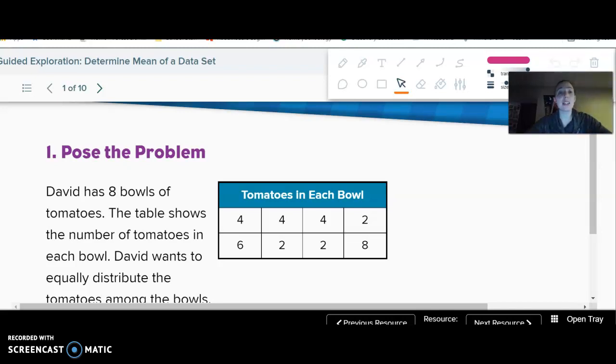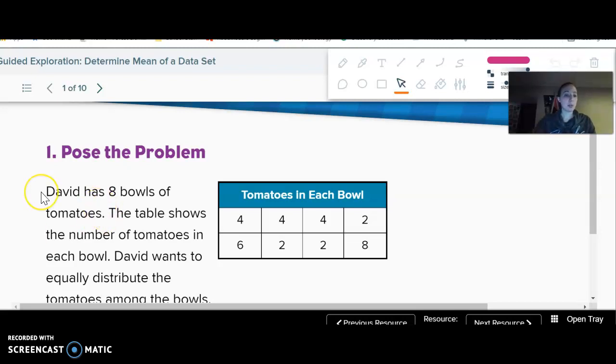12.7, determine the mean of a data set. So the I can statement is I can find or determine the mean of a data set. So last time we did mode, median, and range. Now we're doing mean. Now remember, you can use a calculator, and this is going to be one where it will be much easier as you're doing the different operations. If you want to not use one, that's fine, but you are welcome to do it. I'm not testing whether you can add and divide.